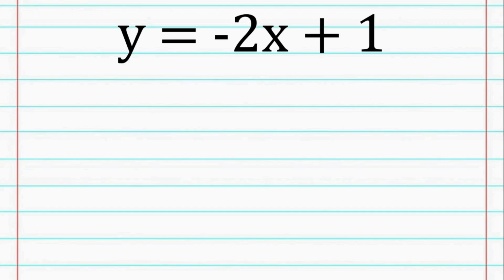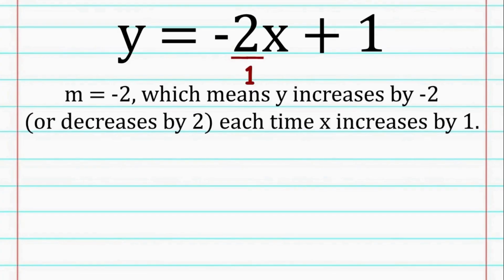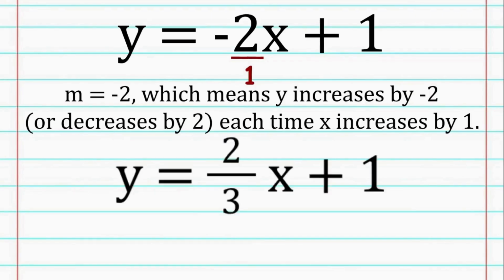If we consider this linear equation right here, and we're especially fond of the rise over run idea, we can say that a slope of negative 2 can be interpreted as negative 2 over 1. That means m is negative 2, which means y increases by negative 2, or decreases by 2, each time x increases by 1.